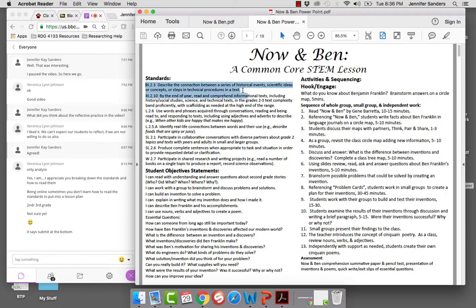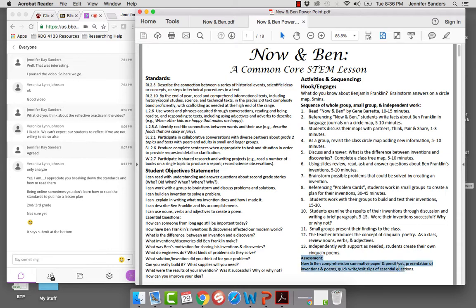Describe the connections between a series of historical events, scientific ideas, or concepts and steps in a technical procedure in a text. Now think about that. What do you think, Veronica? Do you think just by doing this quick look, she's on point with her standard? And then look at her assessment.